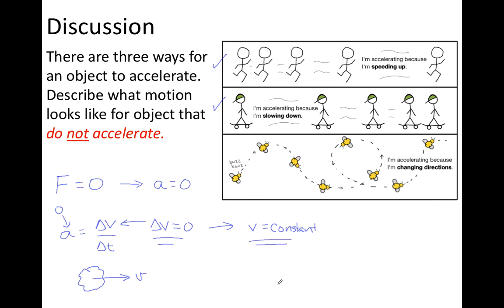Another example is just an object sitting on a table. This object happens to have 0 velocity, and if it has an acceleration of 0, that object will end up being at rest.